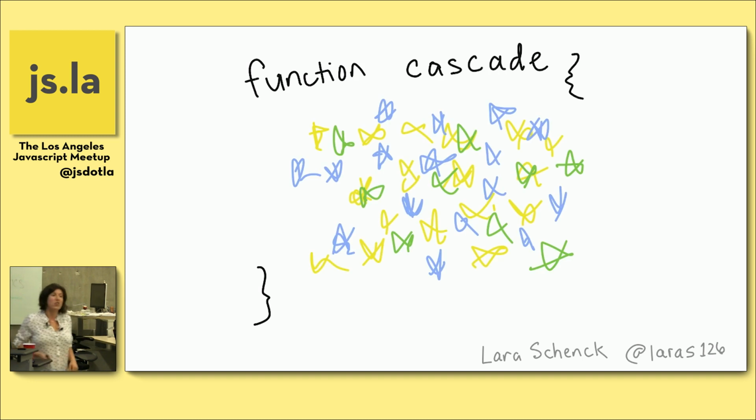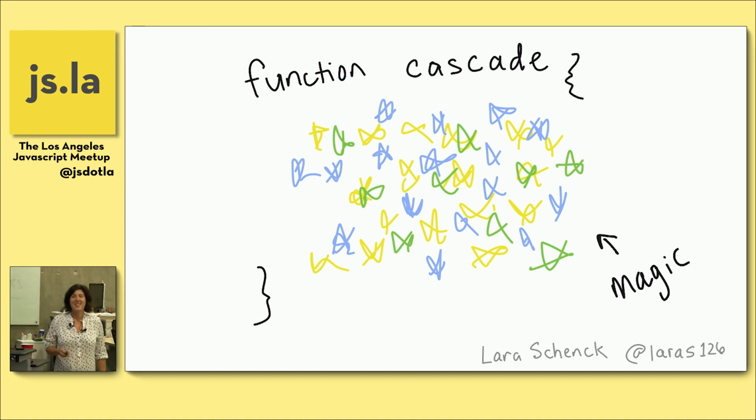So I wanted to look at this in the browser: Cascade, magic. This is what I expected to find: function cascade magic. And guess what I found?